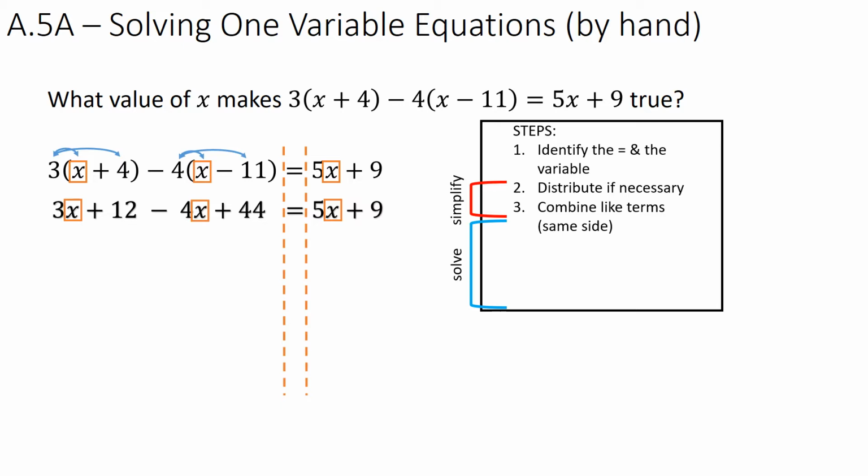We're starting off with the left side. We've got 2 x's and we've got 2 constants. So let's combine the x's. We've got a +3 and a -4. Well, when we're combining like terms, we're adding, okay?